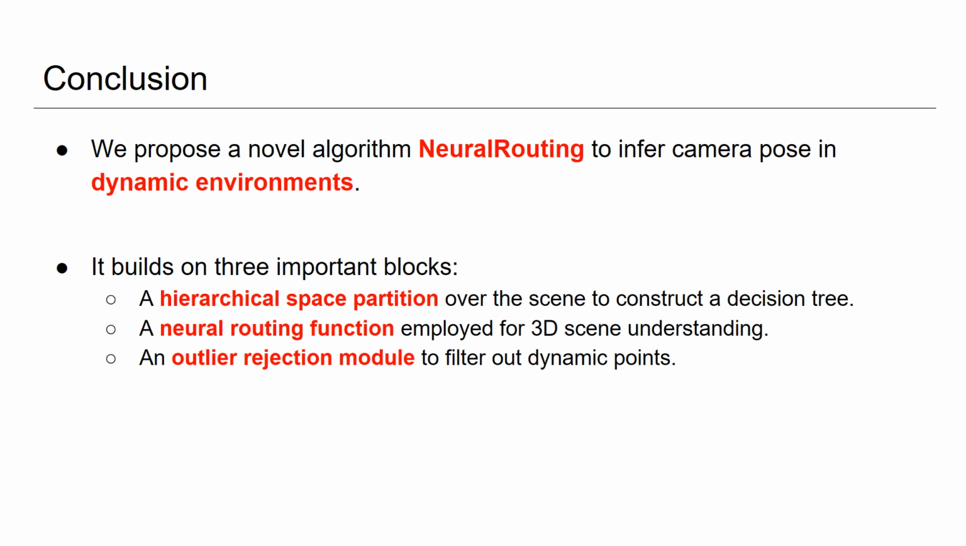In conclusion, we propose a novel algorithm to infer camera pose in dynamic environments. It builds on three important blocks: the space partition, the neural routing function, and the outlier rejection module. For more details, please refer to our paper.